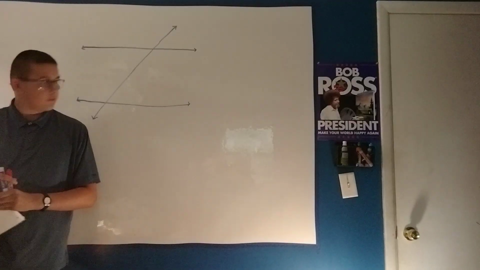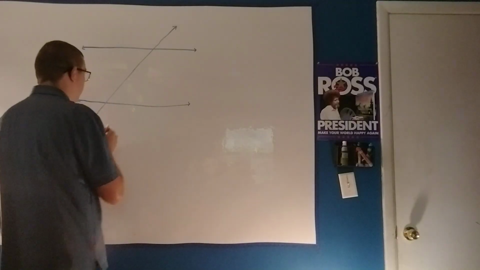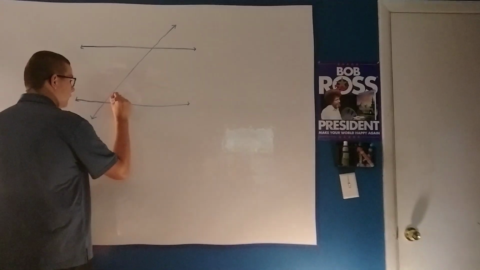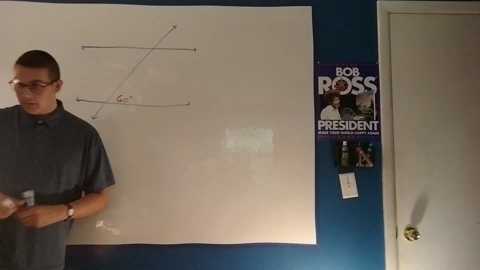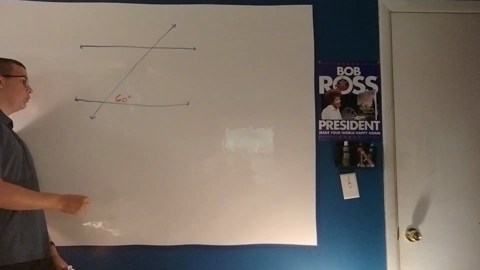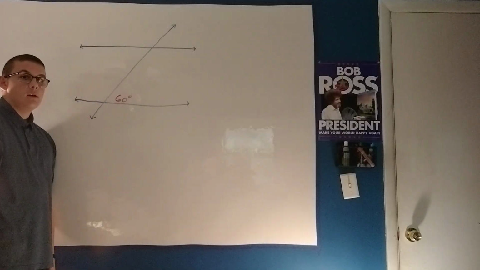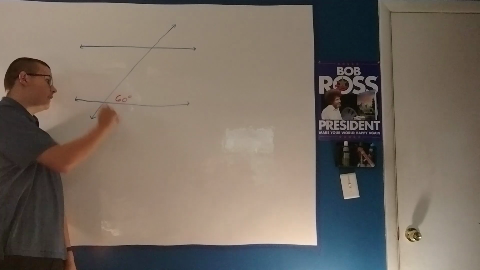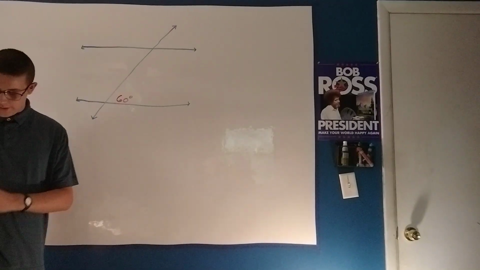So what if I say that, I don't know, choose an angle, this right here is 60 degrees. So I want you to label every other point on this diagram knowing that this is 60 degrees. So think about it for a second.